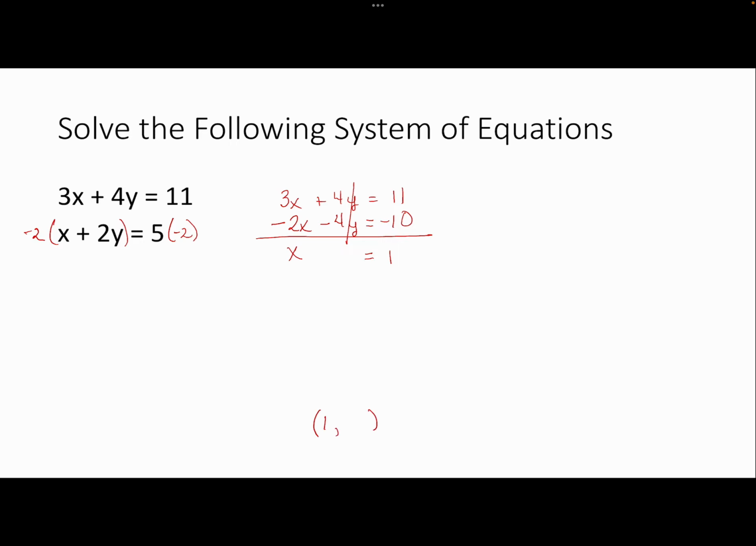Then we can substitute that back into our original equation, either equation. If we opt to substitute it into the second equation, 1 plus 2y is equal to 5. Subtracting 1 from both sides, 0 pair, 2y is equal to 4, and dividing by 2, y is 2. So the ordered pair (1, 2) is where these two lines intersect.